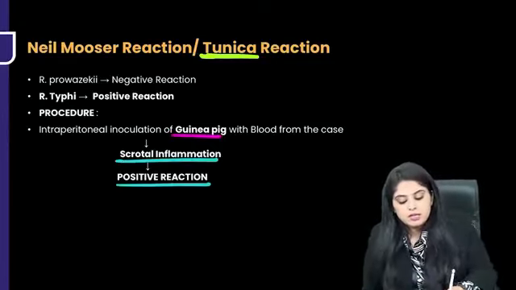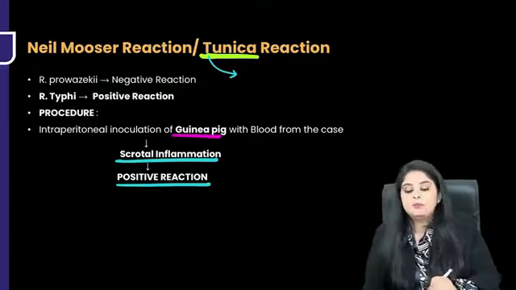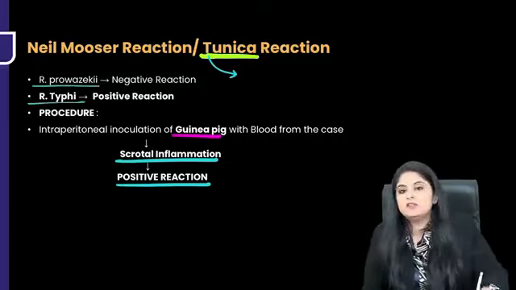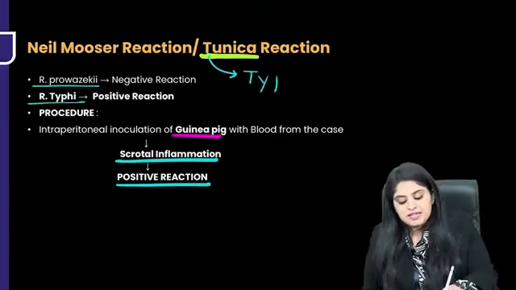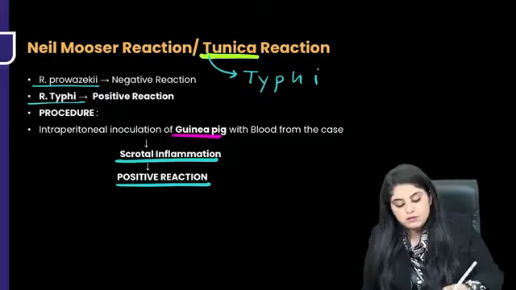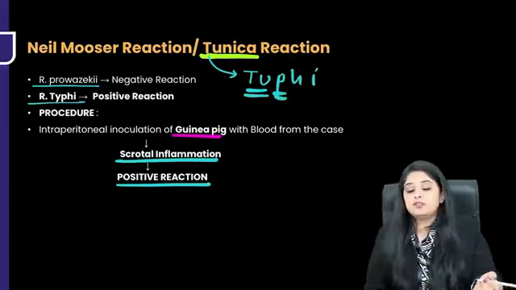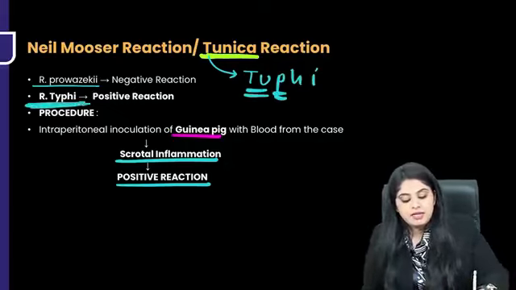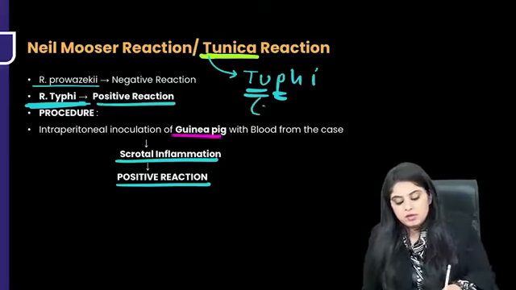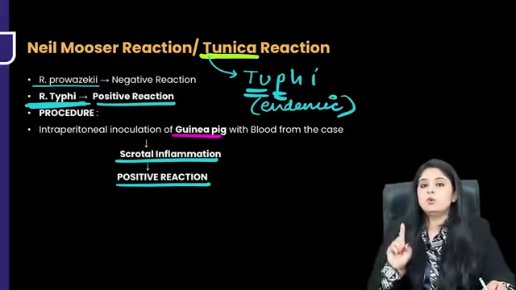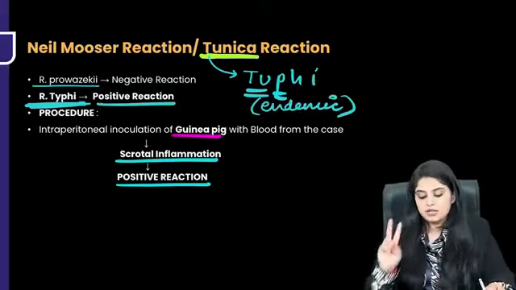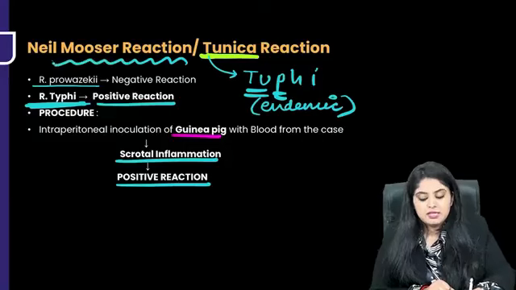So where do you get a Tunica reaction? Ma'am, in which one will the Tunica reaction occur? With Prowazekii or with Typhi? Done. Typhi is going to show you a Tunica reaction positive. So if you learn Typhi as Tufi, you can easily learn that Tunica reaction is going to be positive in Typhi. Typhi means endemic. Endemic typhus is positive is what you need to know. It is not going to be positive in an epidemic. So remember, Tunica occurs in Typhi. Tunica reaction in Typhi is known as the Neill-Mooser reaction.